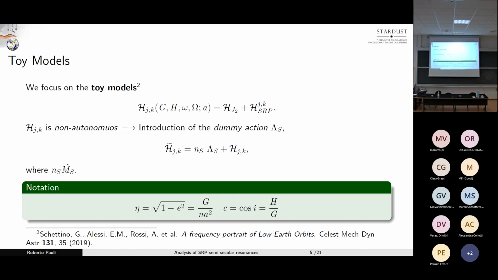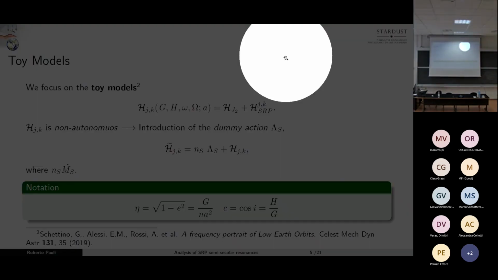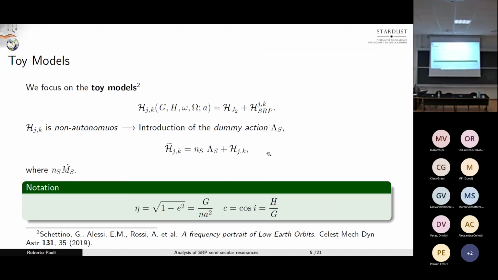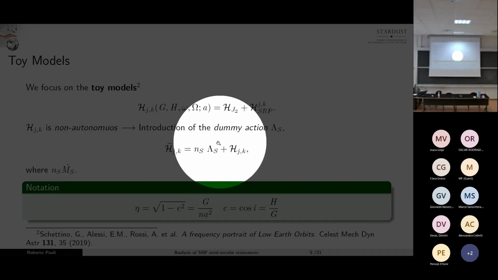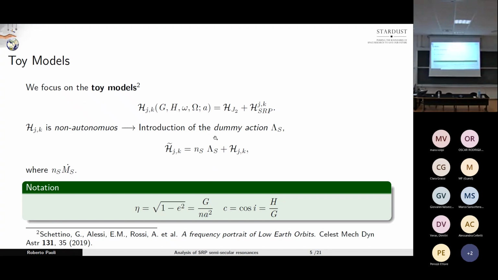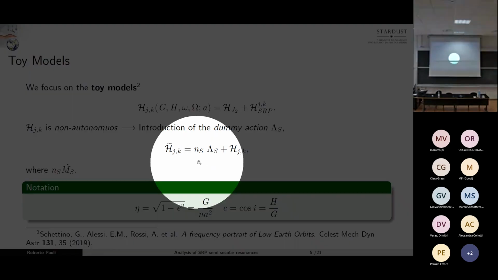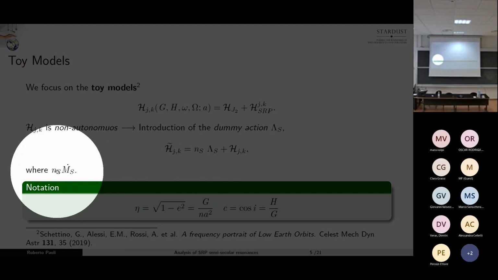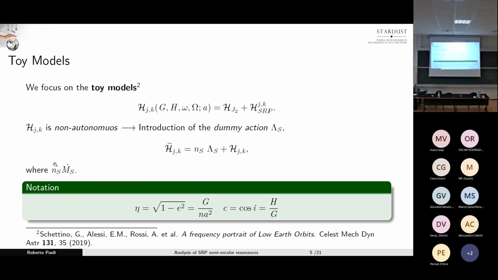Such models are non-autonomous, so we introduce a dummy action Lambda_s and we substitute it into this Hamiltonian, making the problem now autonomous. Here, n_s is the mean motion of the sun. Sorry, I forgot an equal sign here. And in the following, we're going to use the following notation. We're going to use the variable eta, which is equal to the square root of 1 minus e squared, but you can see it also as G over L, where G and H are the usual Delaunay elements.